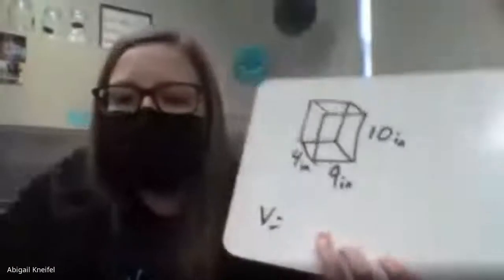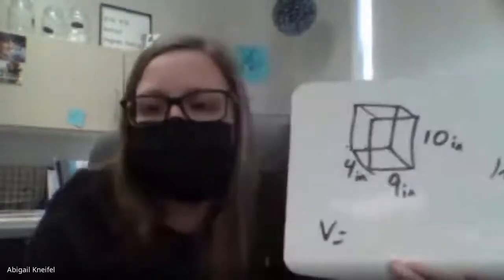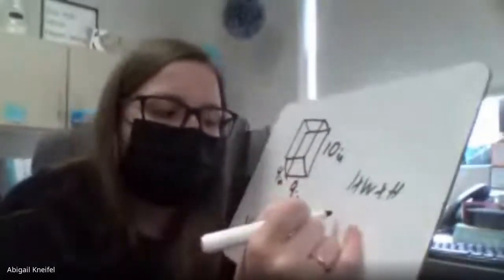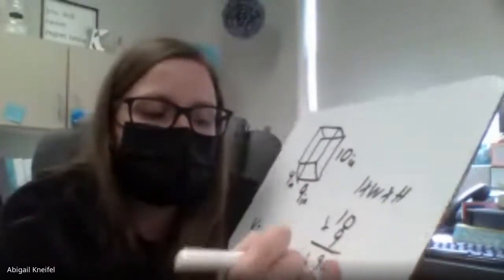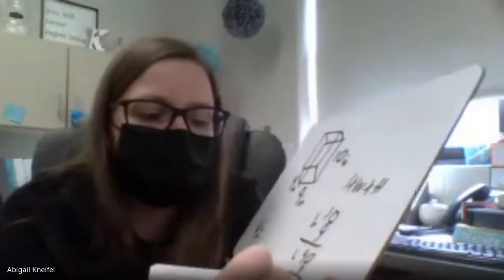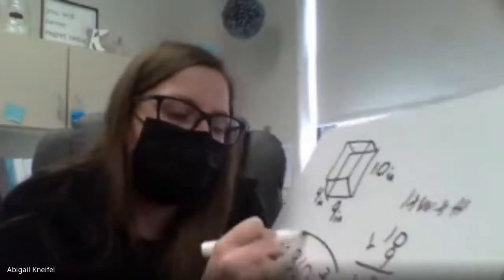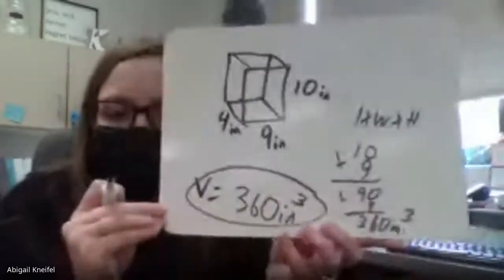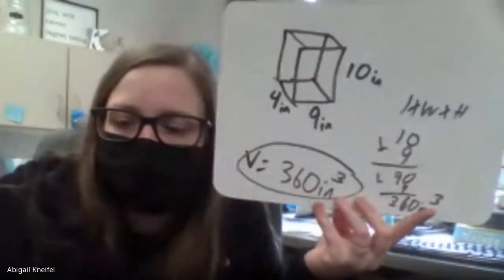Volume is simply just multiplying. Nothing crazy happens in volume. It is just length times width times height. And what do you know? We have three numbers. So we can do 10 times 9, which is 90, times 4, which is 360 inches cubed. You could have multiplied in a different order. Regardless, you should have gotten the same answer. 360 inches cubed. You should have inches to the 3 for cubed. Show me your board.